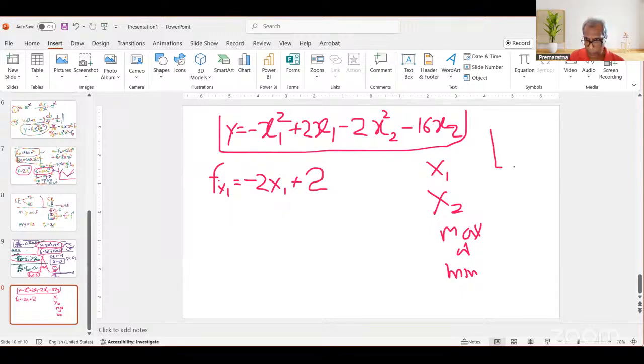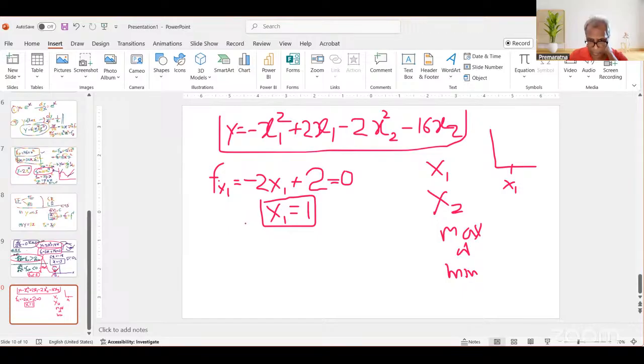Now the optimal point, like we said, the slope becomes 0. So the answer you get is x1 equal to 1. At x1 we get the optimal point. We don't know whether it is the minimum or maximum.